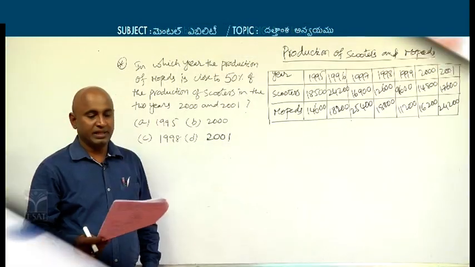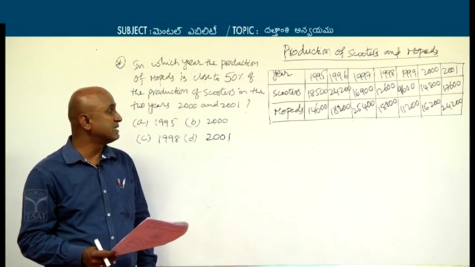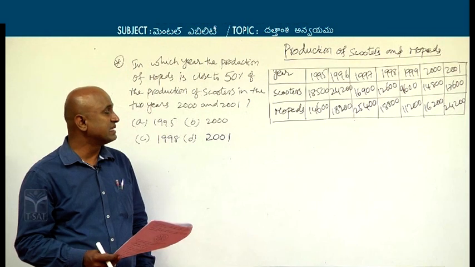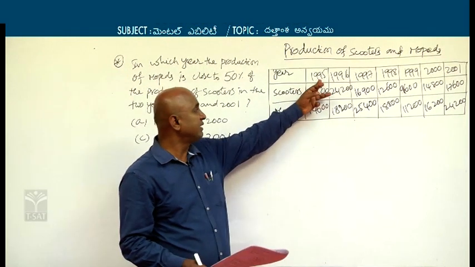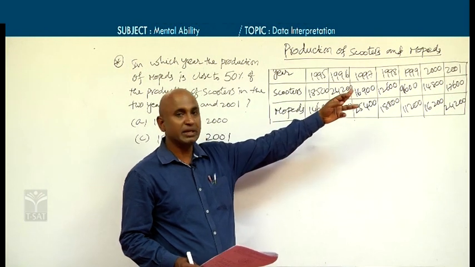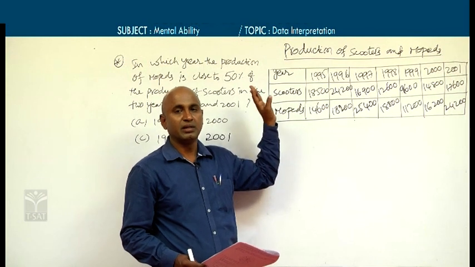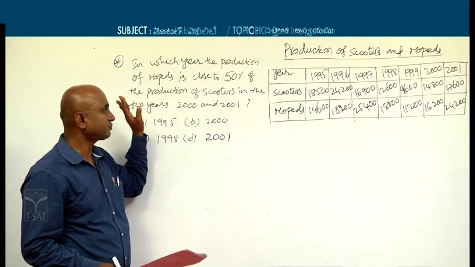The next problem in the data tables is the production of scooters and mopeds for various years. It is given in the year 1995 the scooters are like this and mopeds are like this and the values are given up to the year 2001. Got it? Based on this data, the first question is as follows.